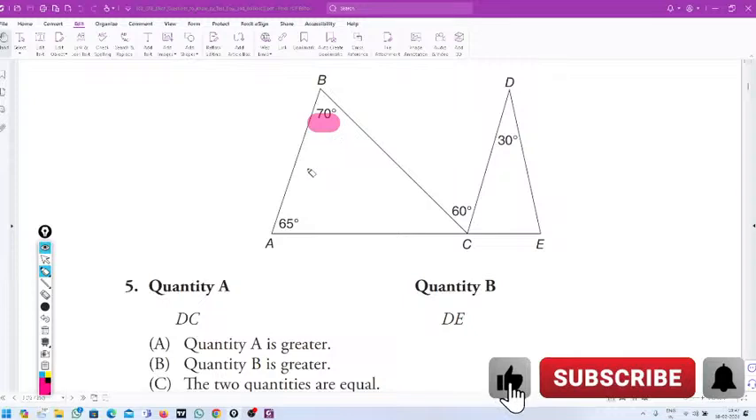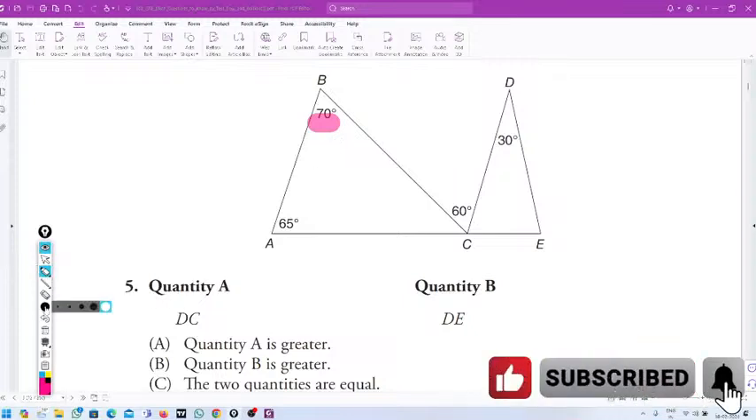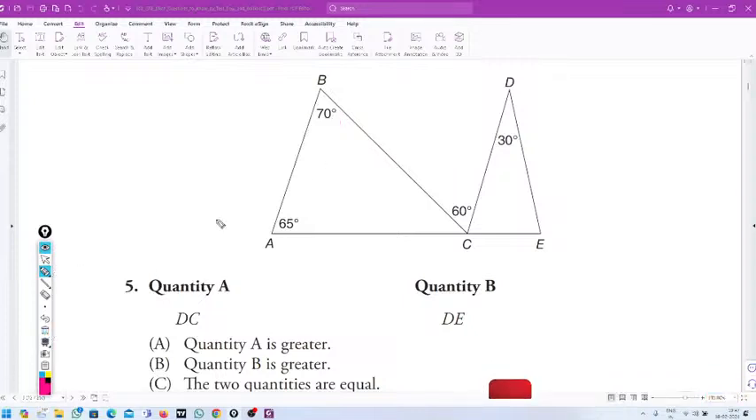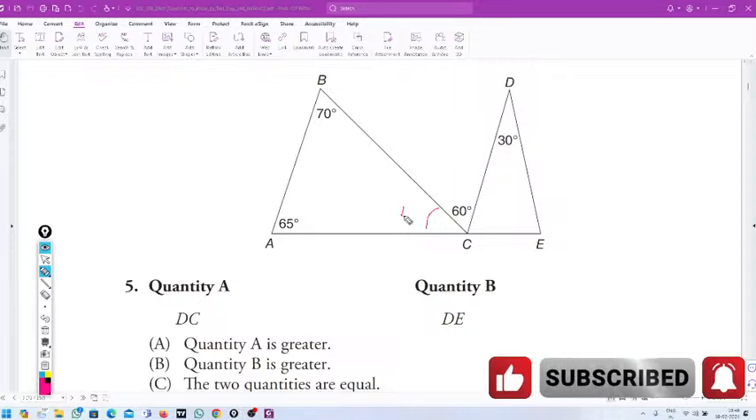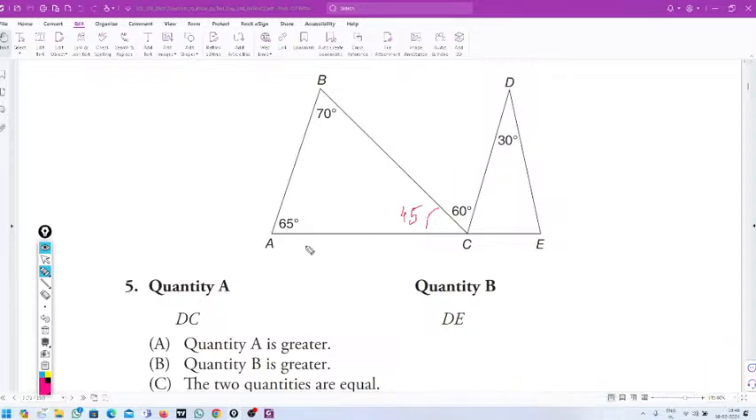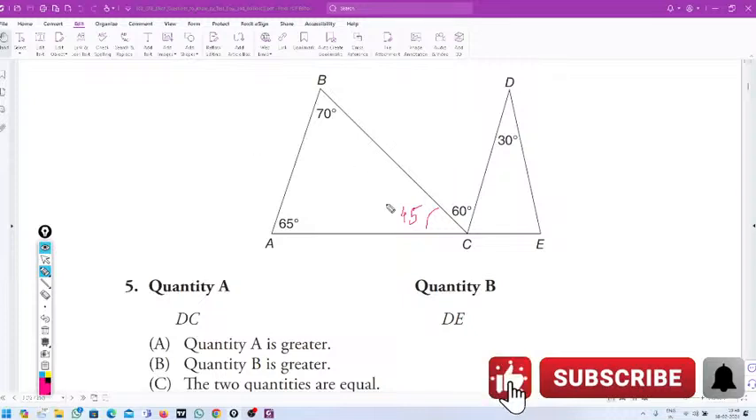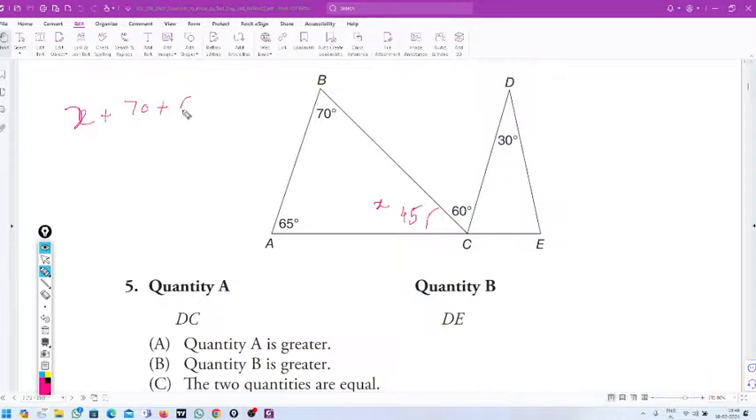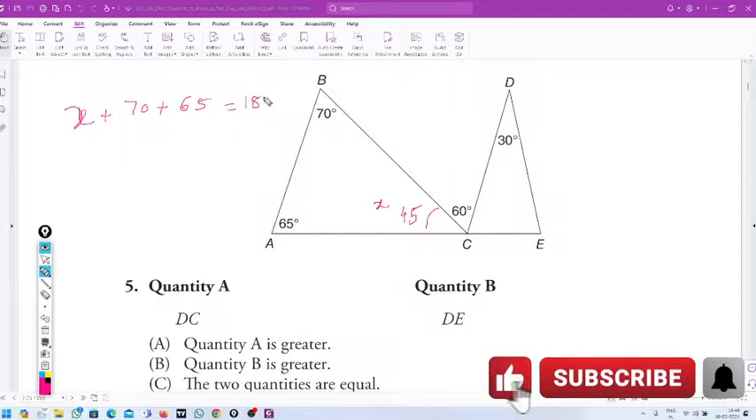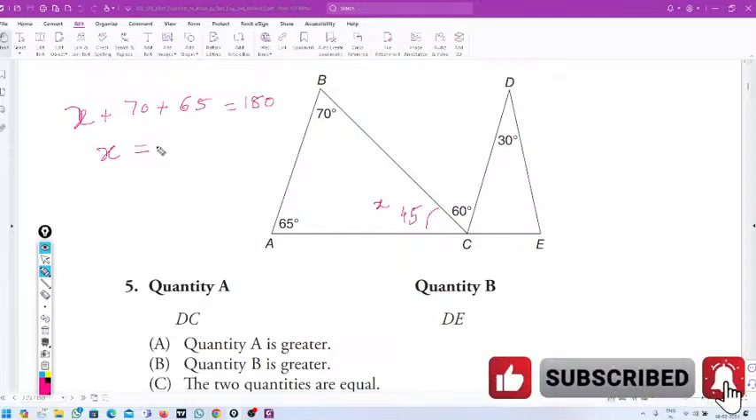So 70, 65. Oh my God. The given values are 70, 65. So 70, 65 means 135. 135 means how much is the remaining angle left out? 45. Because the sum of the angles in a triangle is always equal to 180. So x plus 70 plus 65 is always equal to 180. So x will be 45 after solving this.